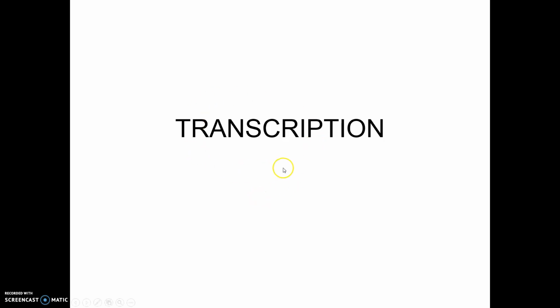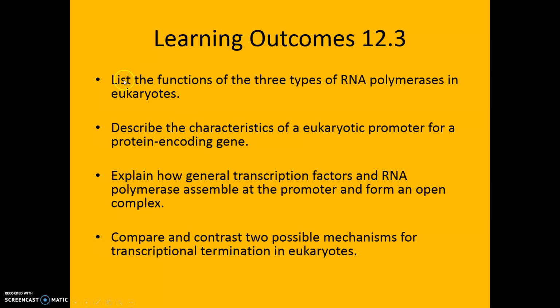All right, welcome back to part 3 of transcription. By the end of this lesson, hopefully you will be able to list the functions of the 3 types of RNA polymerases in eukaryotes, describe the characteristics of a eukaryotic promoter for a protein encoding gene, explain how general transcription factors and RNA polymerase assemble at the promoter and form an open complex, and compare and contrast the 2 possible mechanisms for transcriptional termination.